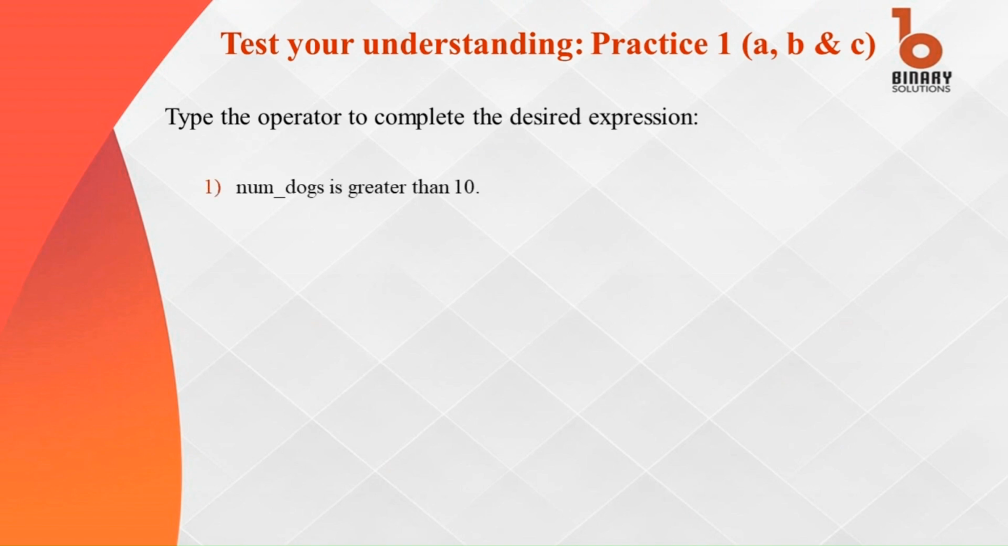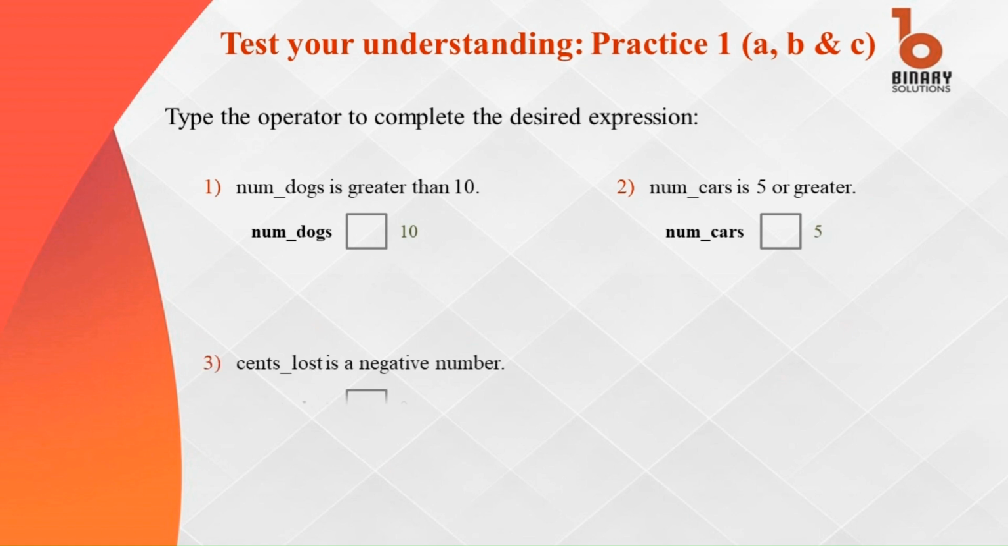Here's your first question. If numdogs is greater than 10, what operator will you use to complete the expression? Here's your second question. If numcars is 5 or greater, which operator completes this expression? Here's your third question. Since lost has gone below 0, which operator fits perfectly to complete this expression? Dive in and figure it out.